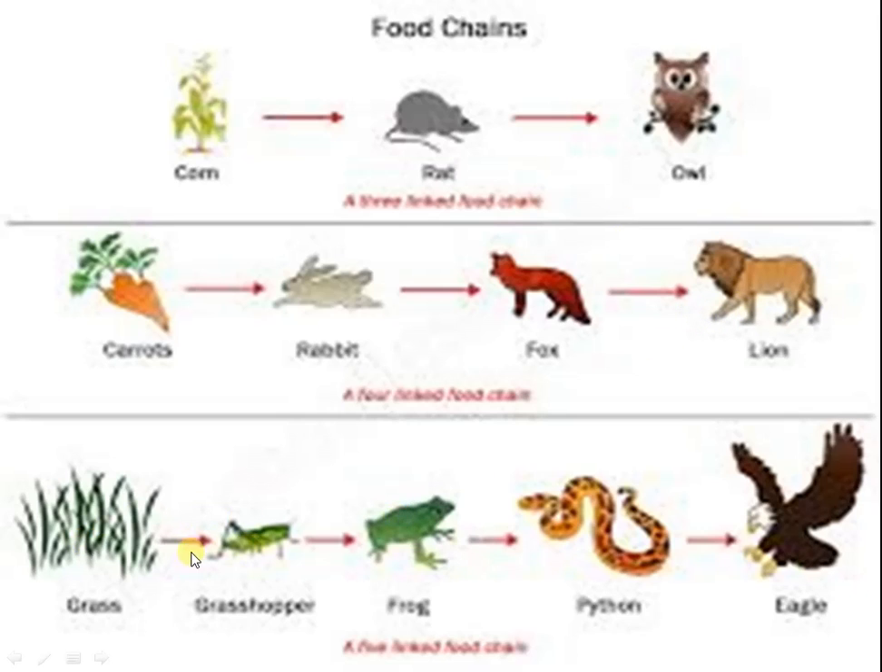Grass is eaten by a grasshopper. Grasshopper is eaten by a frog. The frog is eaten by a python. Python is eaten by an eagle. These are the various food chains in nature.